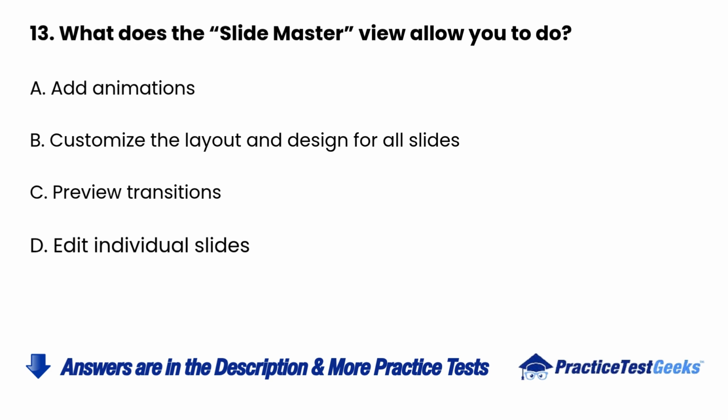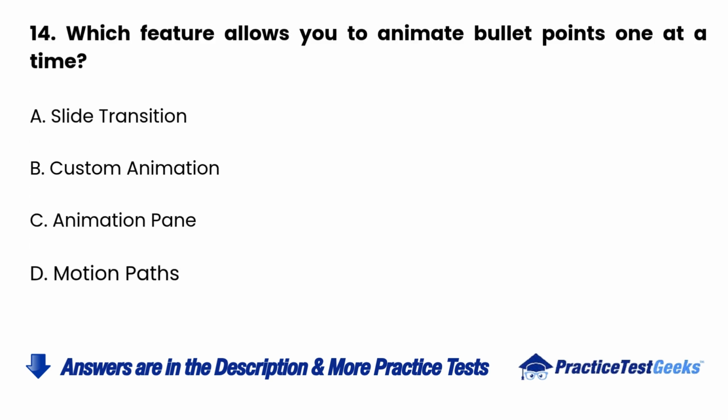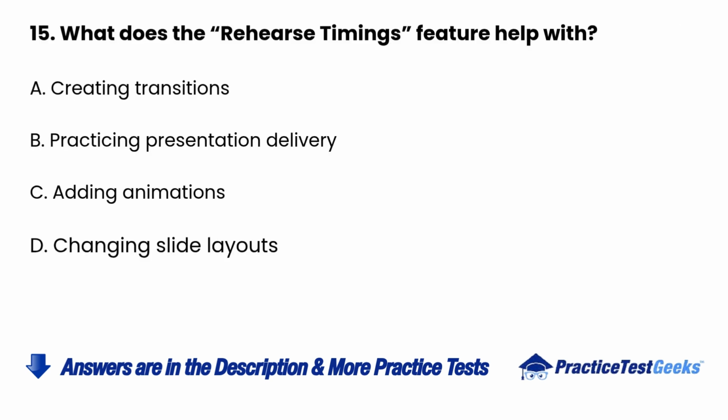C. Preview transitions. D. Edit individual slides. 14. Which feature allows you to animate bullet points one at a time? A. Slide transition. B. Custom animation. C. Animation pane. D. Motion paths. 15. What does the Rehearse Timings feature help with?